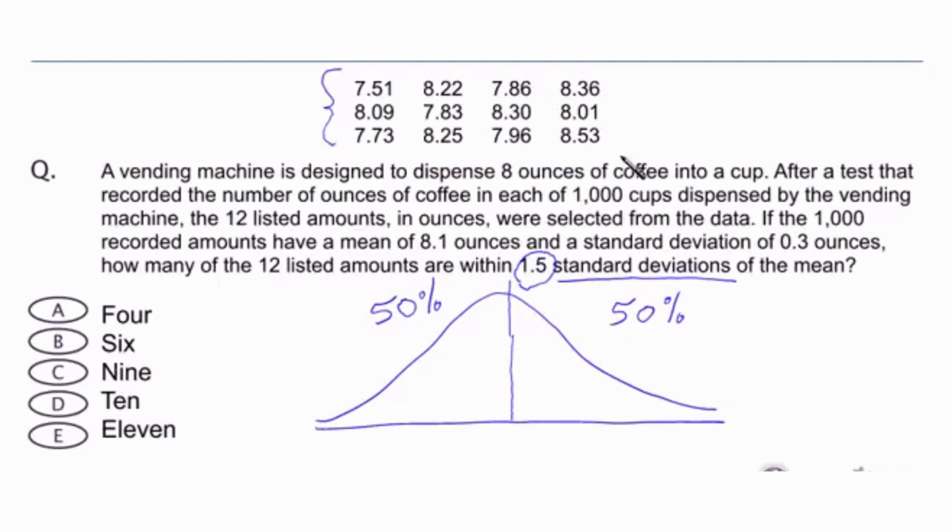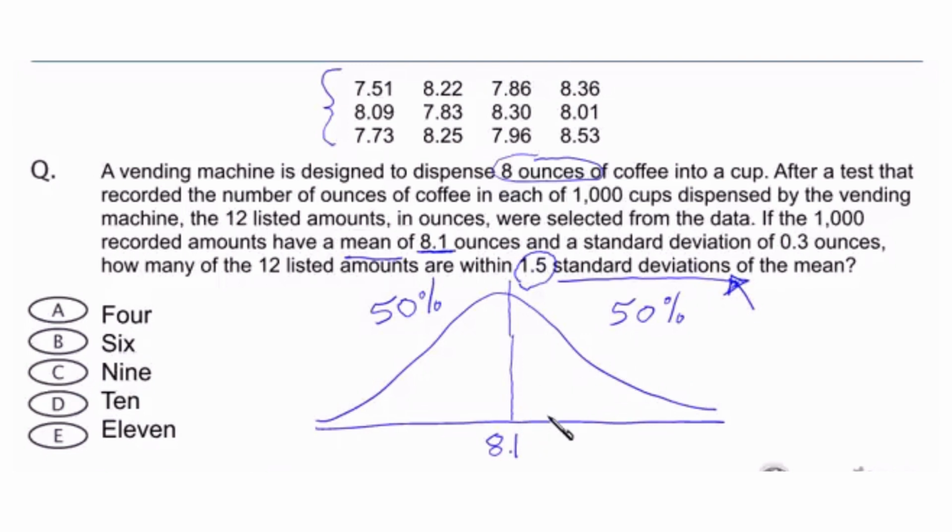Now, it says it's trying to dispense 8 ounces of coffee, but unfortunately, it's not quite accurate, right? Because the mean, the average, is 8.1 ounces. And all that means is that 8.1 ounces is the average, it's the mean. So 50% of them are going to be less than 8.1 ounces and 50% are going to be more than 8.1 ounces. Now, how much more? That is determined by what we call the standard deviation. A standard deviation is simply a representation of the spread around the mean.